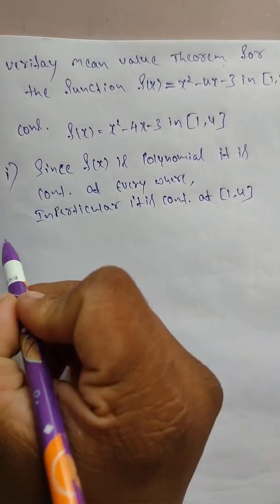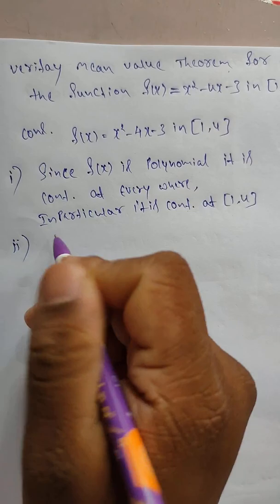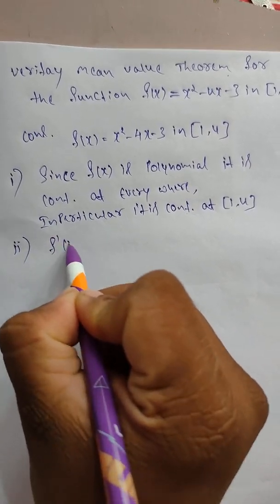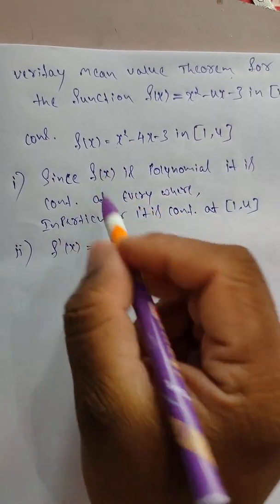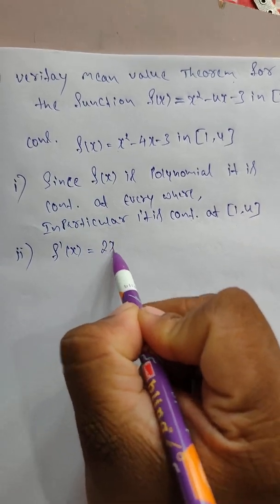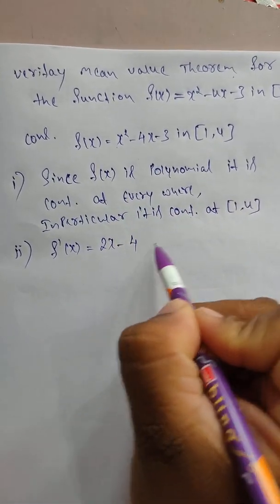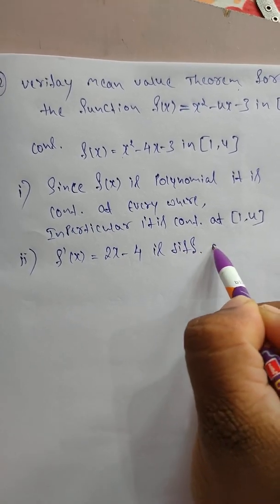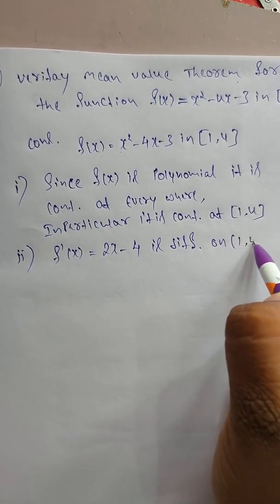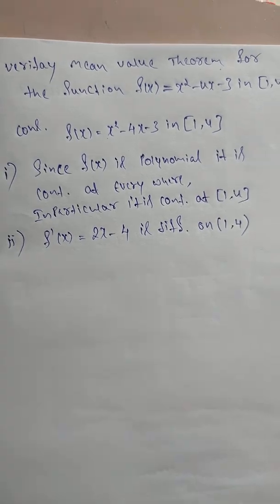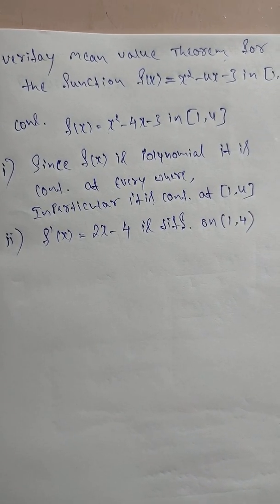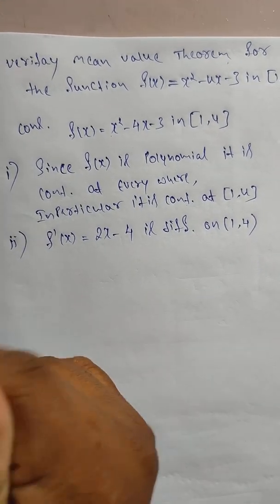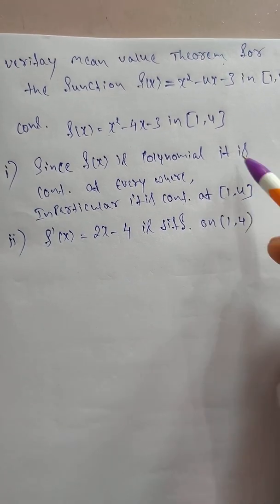Now you want to check the second condition. What is the second condition? It is f'(x). What is f'(x)? The differentiation of x² is 2x. Differentiation of -4x is -4. It is differentiable on the open interval (1, 4). Is it clear? In Rolle's theorem you check three conditions. In the mean value theorem you just check the two conditions.